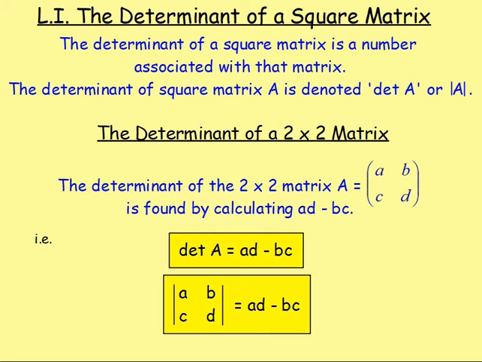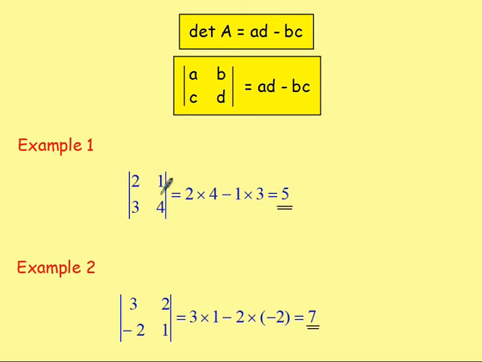What is the determinant of a square matrix? Well, that's just a number that is associated with that matrix, and it's written as det A or A with these lines either side. So the determinant of a 2 by 2 matrix, you can work that out by calculating A times D take away B times C. So the determinant of matrix A, written either way you like, is going to be A times D take away B times C. We looked at some examples.